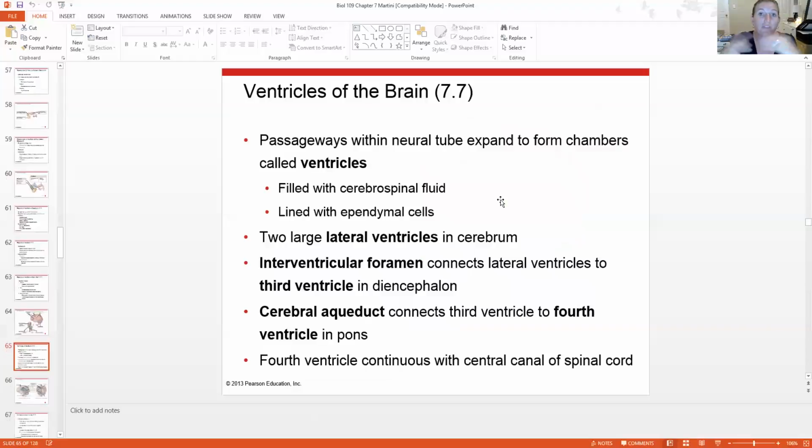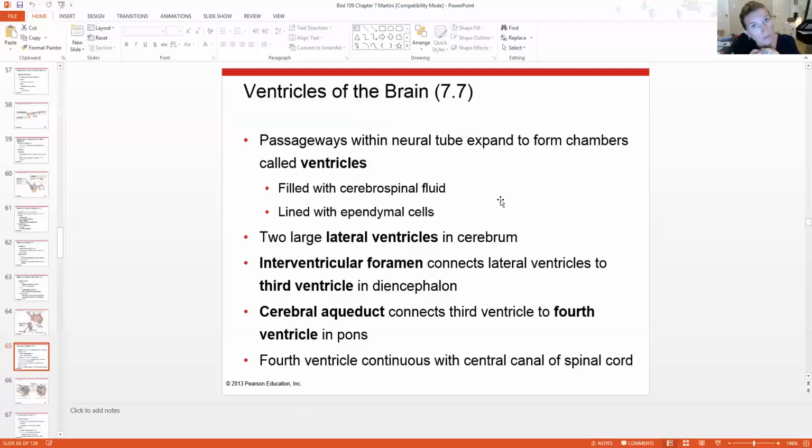So let's talk about the ventricles in the brain. Did you know that your brain has space in it? It's not just a solid ball of neural tissue. So the ventricles are special passageways that are filled with cerebrospinal fluid. They are lined with special cells called ependymal cells.